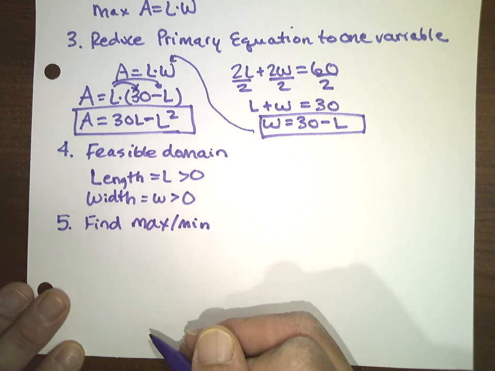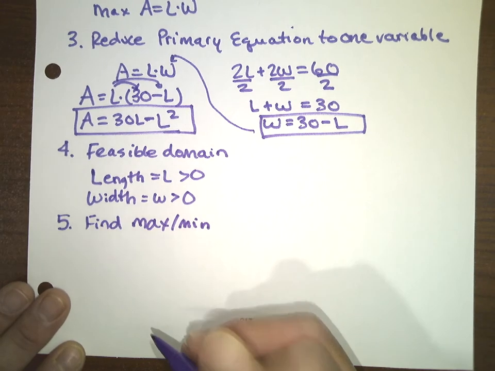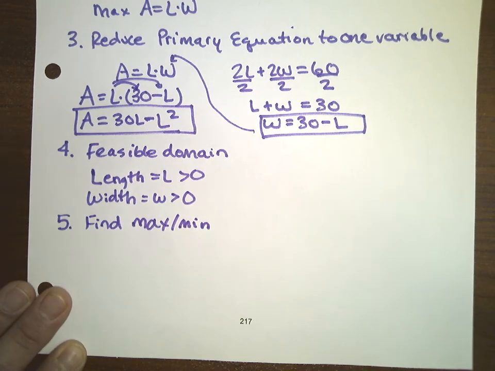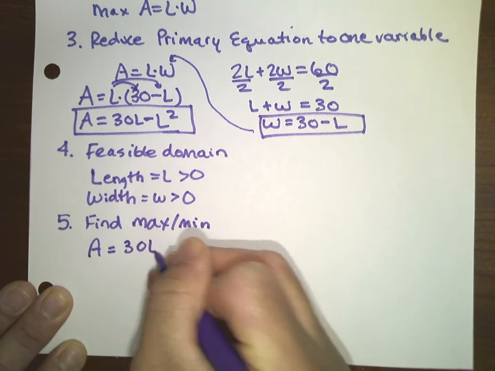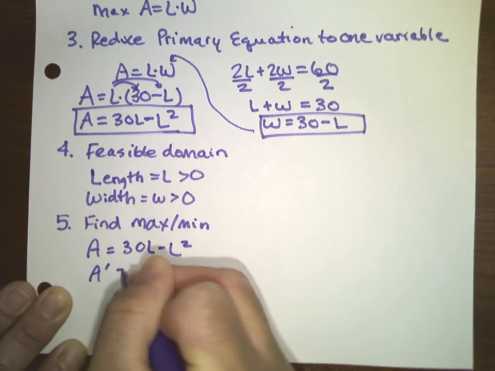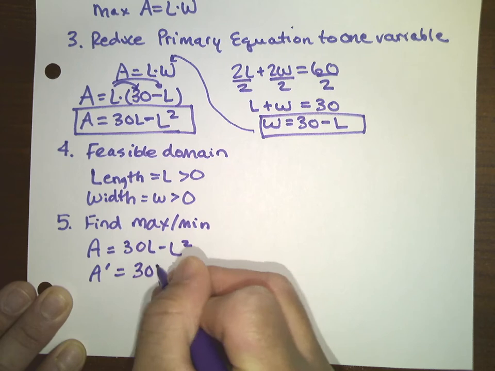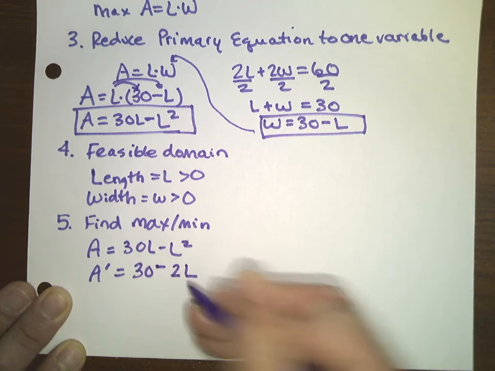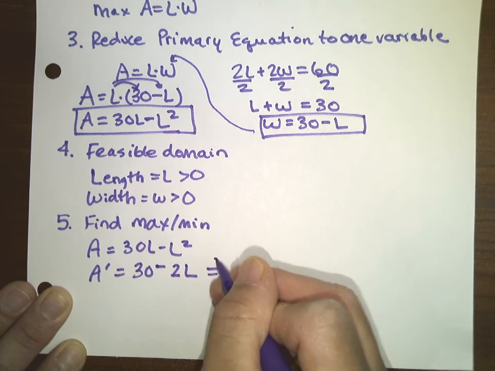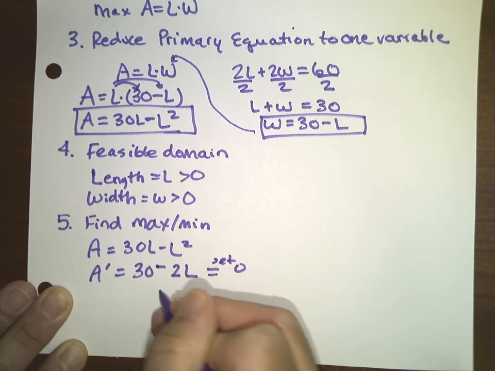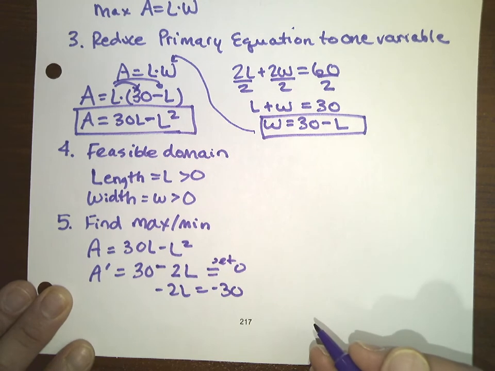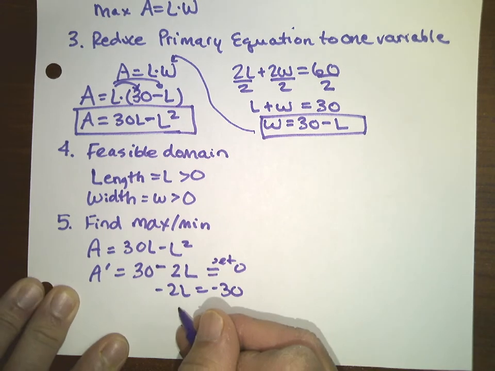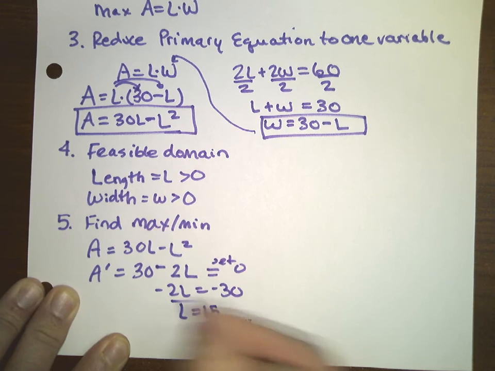So we'll just start and find the first derivative. So A is 30L minus L squared. So A prime is 30 minus 2L. We'll set this equal to 0. So subtract the 30 to get negative 2L is negative 30. And divide by negative 2 to get L is 15.